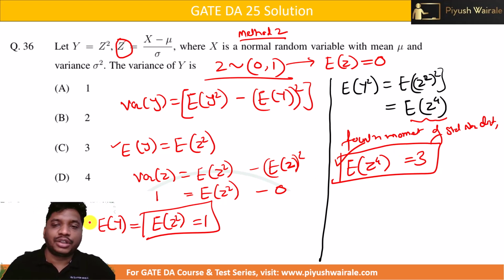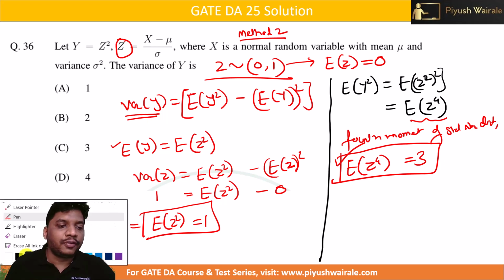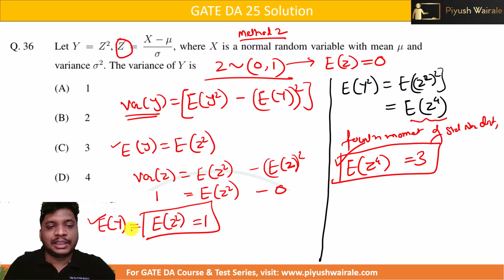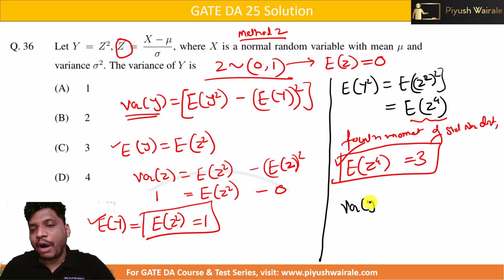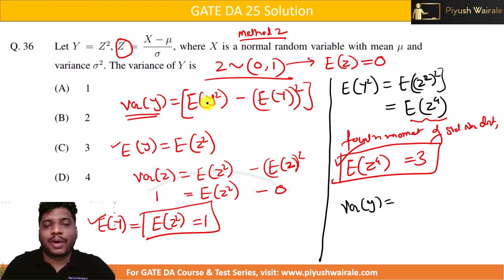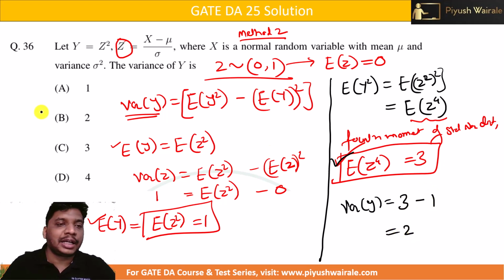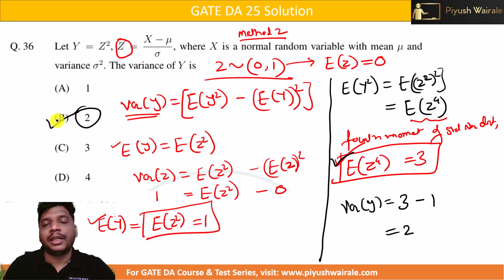We got the expectation of y, and we got the expectation of y square as well. So now we can use this particular formula. Here expectation of y is equal to expectation of z square, which is 1. So variance of y will be expectation of y square, that is expectation of z to the power 4, which is 3, minus 1. So the answer is 2. You can see the correct option is option B here.